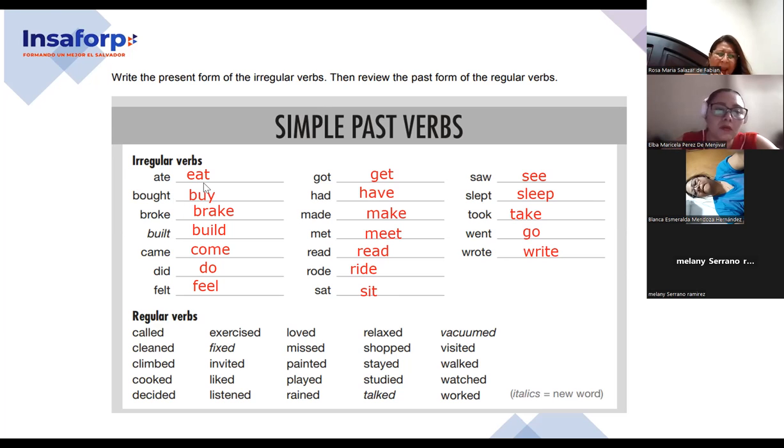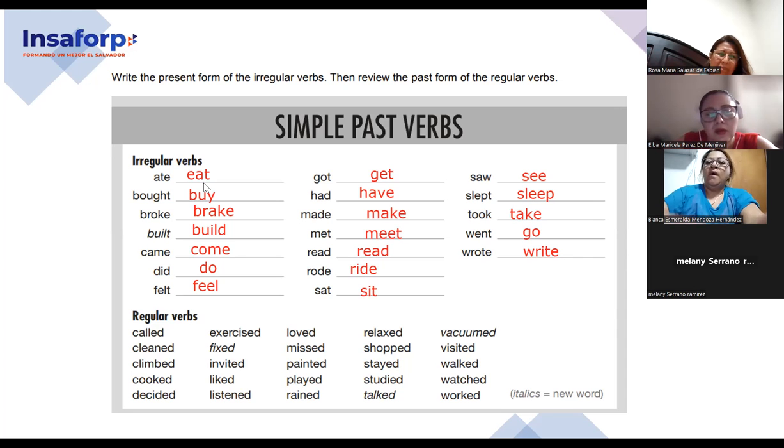Yes, please. Say the verbs. Ate, eat. Bought, buy. Break. Build. Come. Do. Feel. Got, get. Have. Make. Meet. Read. Sit. Sleep. Take. Went, go. Greet.